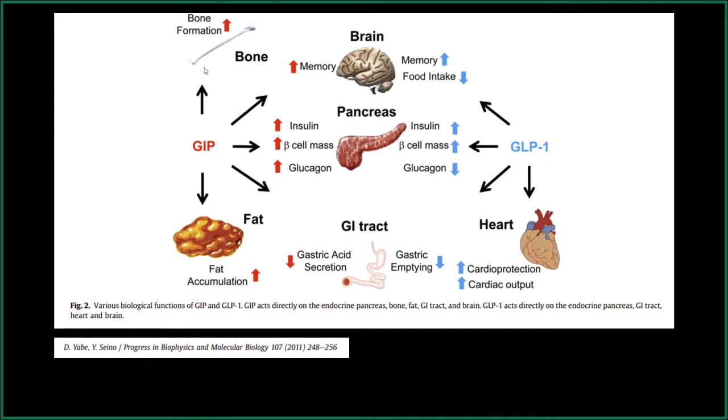So there is some variation on what might happen in different species. GIP has an effect mainly, of course, on the pancreas. It increases insulin secretion, increases beta cell mass, and increases glucagon secretion. It also has an impact on fat metabolism. It actually increases fat accumulation, with an increase of triglyceride transport into the adipocytes by GIP. It also has a significant role in the postprandial increase in bone formation. There is some decrease in gastric acid secretion, which is not a very large part of its effect.